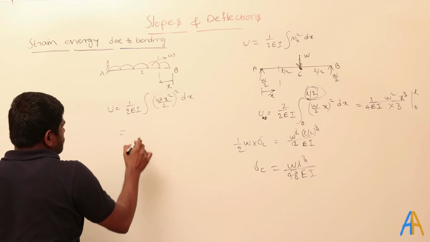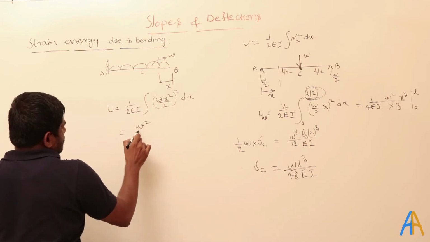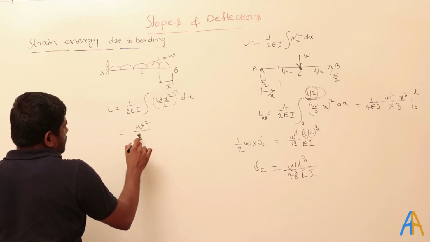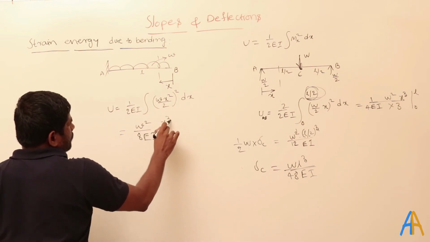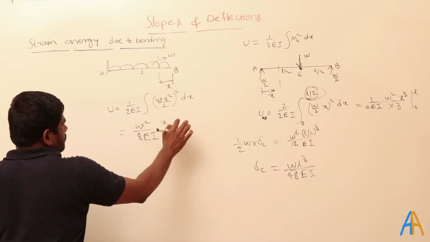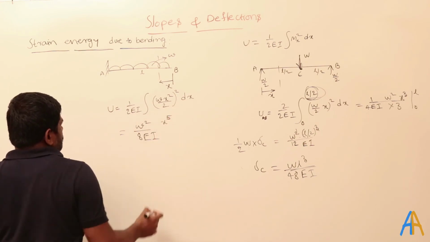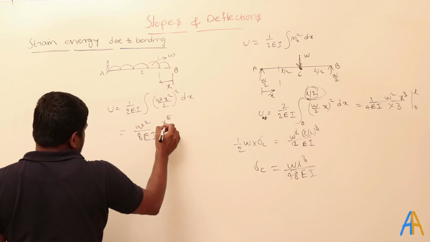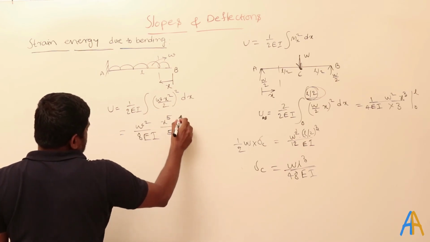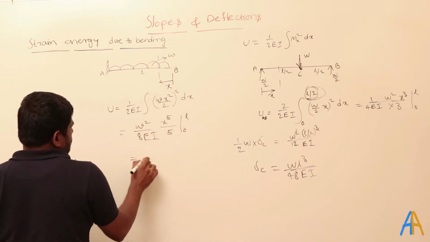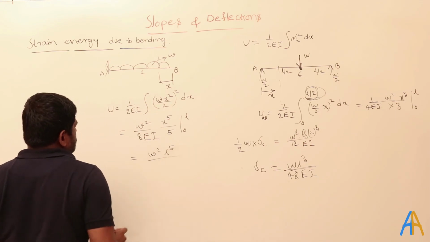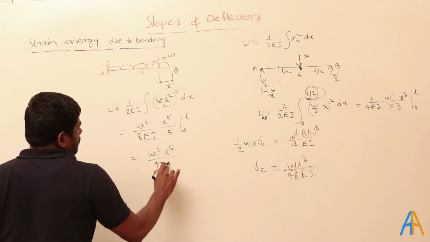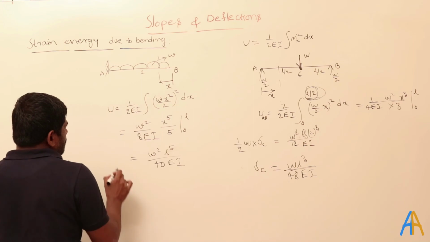So here if I integrate this, then 4 into 8 EI, after integrating, x square whole square gives x power 5, x power 5 divided by 5, 0 to L. Then W square L power 5, 5 into 8 is 40 EI. This is the value we got for U.